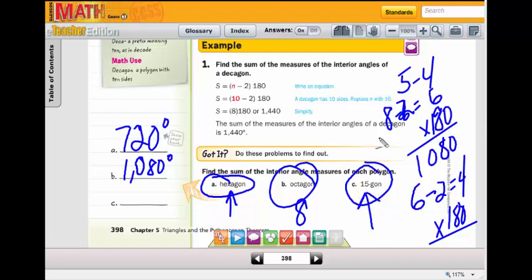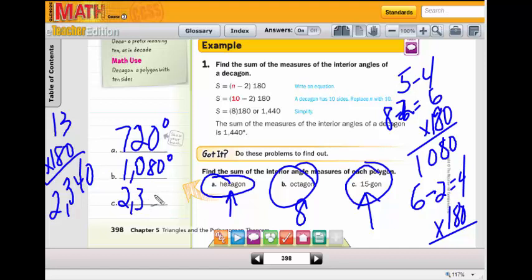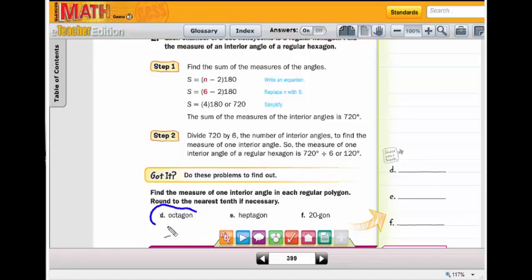That would be 13. So our math is 13 times 180. And we have 2,340 degrees. So this is 2,340 degrees. Let's look at letter D.